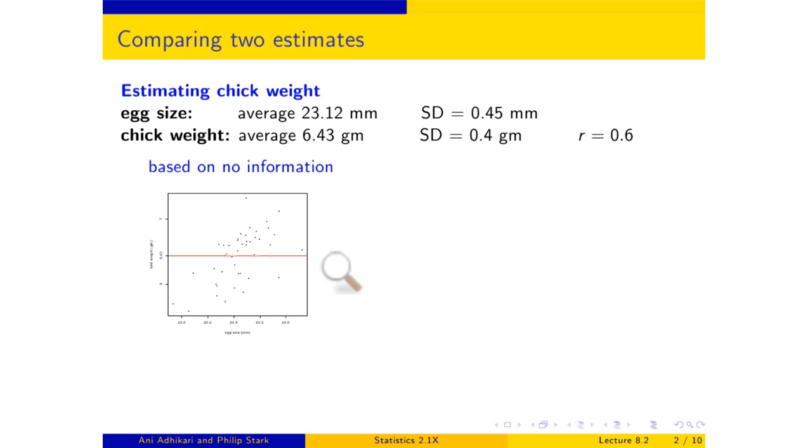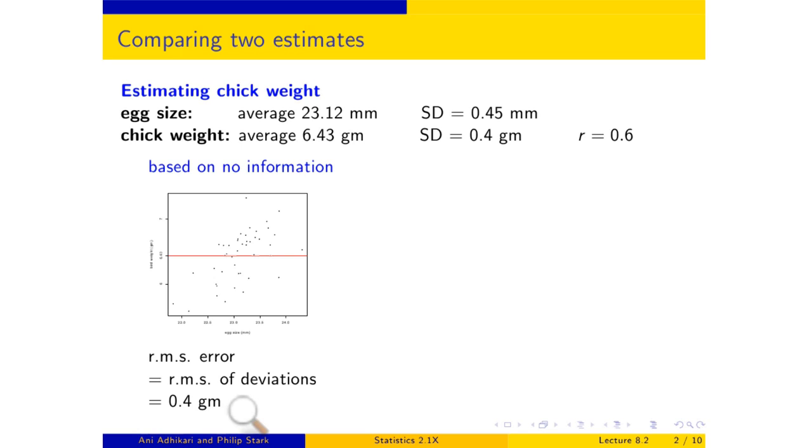So how far are you going to be off? Well, if that is the actual weight of the bird, you have guessed 6.43, so you're going to be off by the distance between the actual weight and the average, which is our old friend, the deviation from average. And so your root mean square error is going to be the root mean square of deviations from average, which is precisely the SD. And so there's nothing new here. What we've said is if you guess the average, then you're going to be off by the SD.